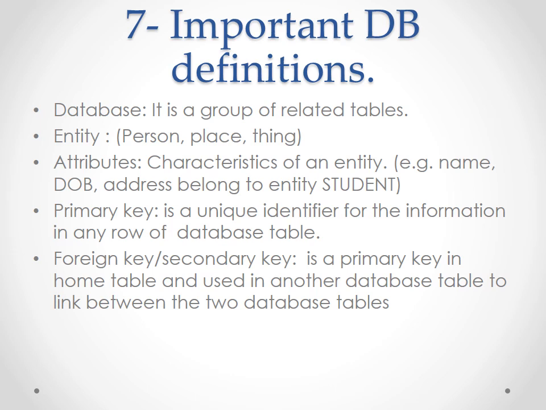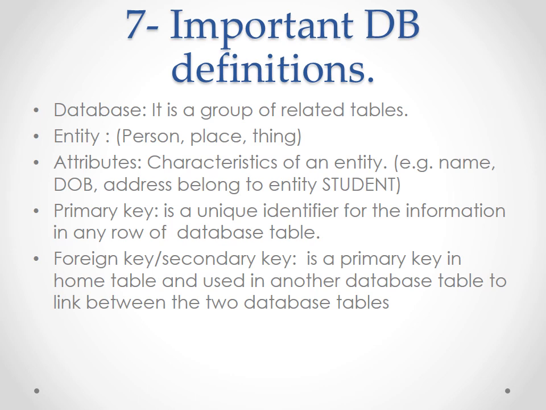Important database definitions. A database can be defined as a group of related tables. An entity can be a person, place, or thing. Attributes are considered the characteristics of an entity. For example, if we choose a student as an entity, then attributes of this entity can be student name, student date of birth, student address, and so on.